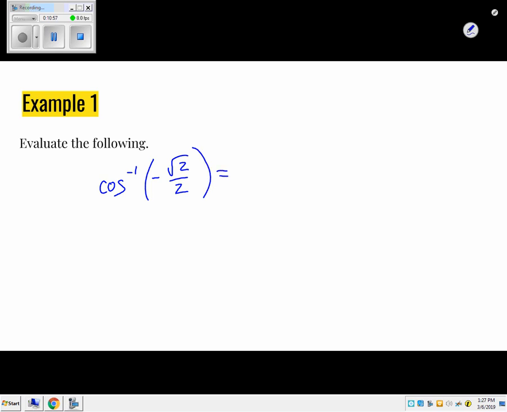Cosine inverse of negative square root of 2 over 2. So, keep this in mind. First of all, it's cosine. So I want you to do this real quick. Everybody put your finger on 0 on your unit circle, 0 radians. And I want you to go around the outside of your unit circle all the way around to pi. Everybody with me?